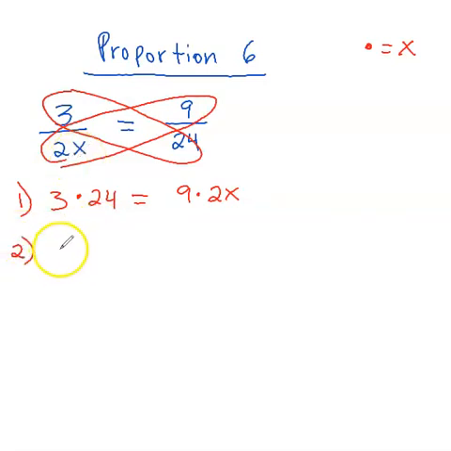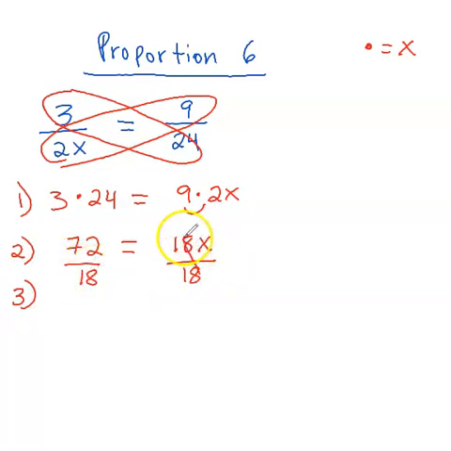Step 2. Since 3 times 24, that is 72. I think about it like 24 hours in a day, and if you have 3 days, it's 72 hours. That's the way I thought about it. And 9 times 2, that's 18, and you just keep the x. Okay. Now I'm going to divide both by 18. So this could cancel out, leaving me x is equal to 72 divided by 18, which is 4. Okay. So x is equal to 4.